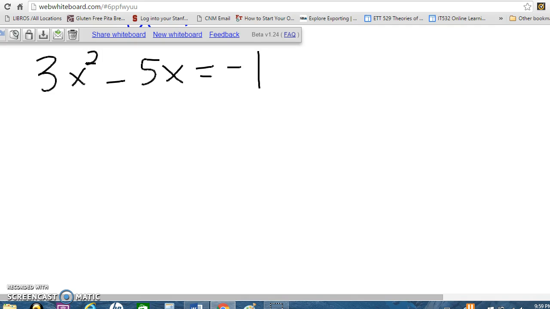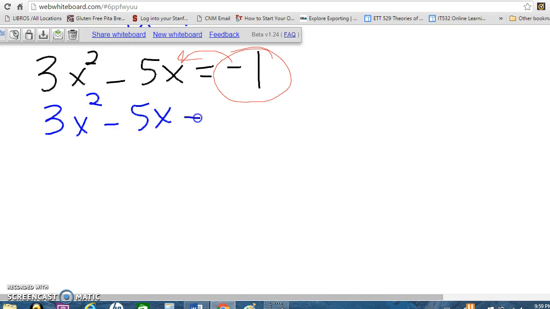So that means that I need to move this negative 1 to the other side. And once I do that, it will be equal to 0, and then we can use the quadratic formula. So I have 3x squared minus 5x plus 1 equals 0.